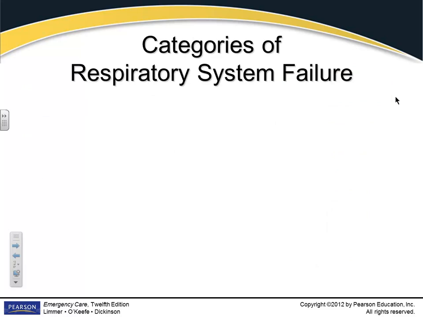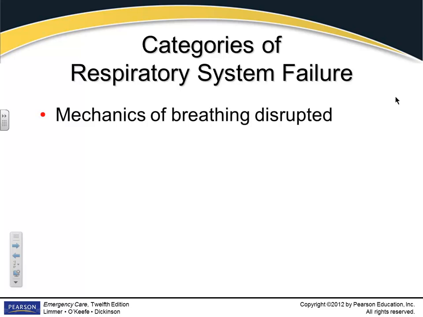Okay, we're getting to some really important stuff here. Categories of respiratory system failure. There are different things that can cause respiratory failure, where the respiratory system's not working. We talked about mechanics of breathing disrupted. That's that first group we were talking about. Anything that can interfere with ventilation is going to be a mechanics of breathing issue. For instance, if your patient has a gunshot wound, a large hole in the side of his chest, that's a mechanical issue. It's going to interfere with respiration.